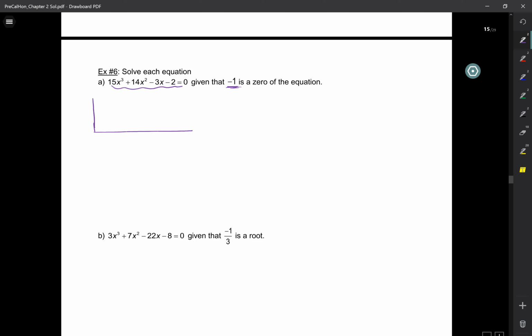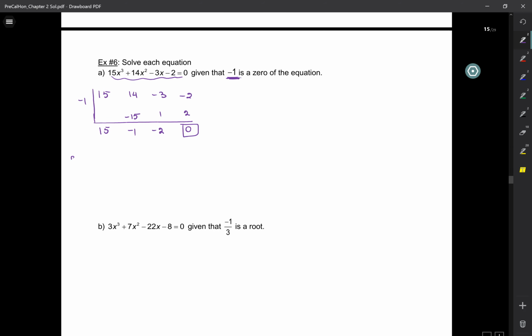Now, this is 15x cubed. Then I have the power of 2, 1, 0, so I'm good. I know that one of the zeros of this is negative 1. Let's see if I can find any of the other ones. I'm going to divide this synthetically with negative 1. So 15 comes down, negative 15, negative 1, 1, negative 2, 2, 0. Now remember, you must get a 0 here because if negative 1 is a factor, then the remainder must be 0.